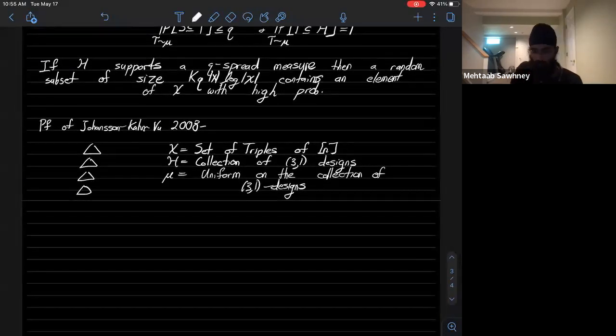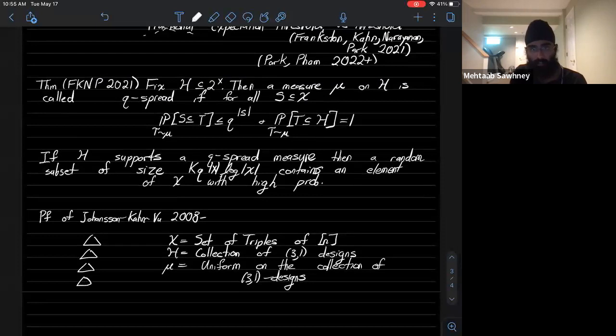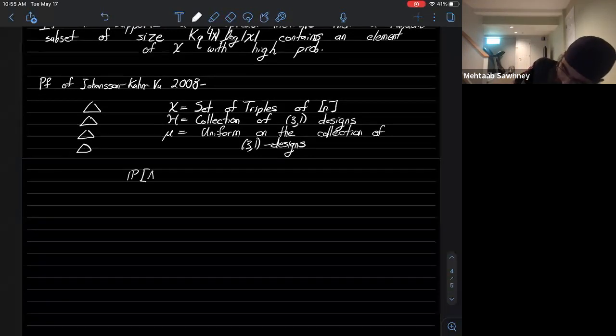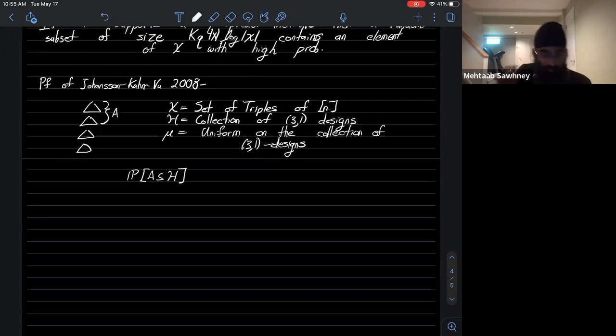And so now we just need to verify this spread condition. And that's an easy enough computation. The reason is that you can compute everything exactly. So we want to understand the probability that some set A of triples is included in our random triangle factor. So I have to specify a set of triples A. And notice that if they're not vertex disjoint, then they can't possibly be included in a triangle factor together, because by definition, these are vertex disjoint triples.